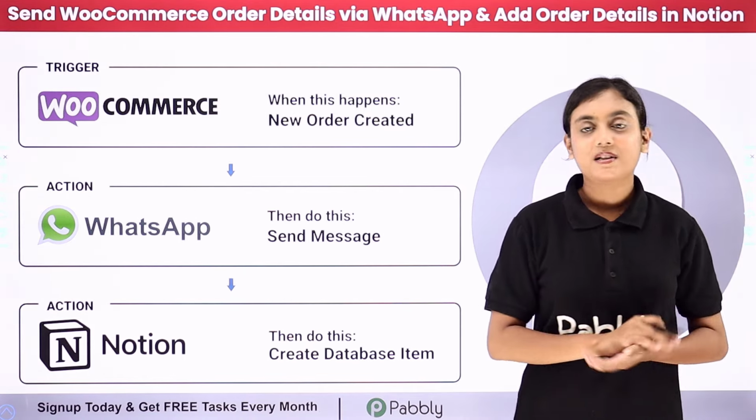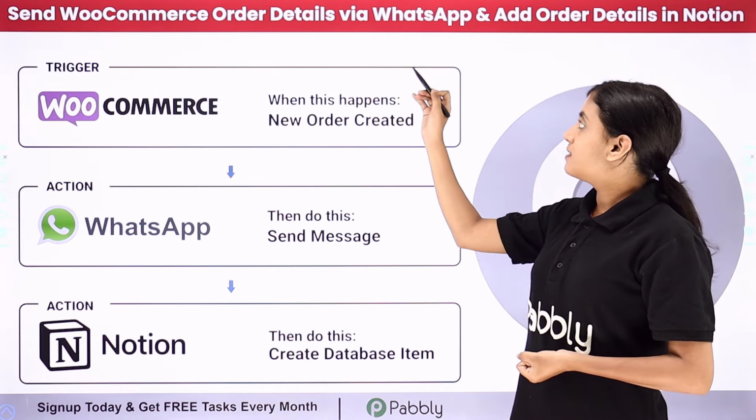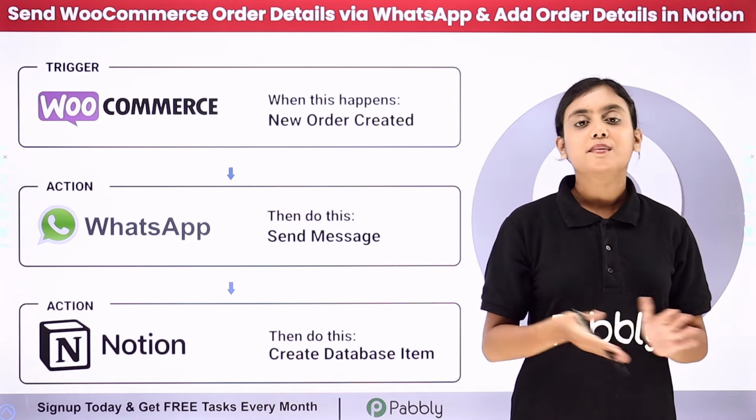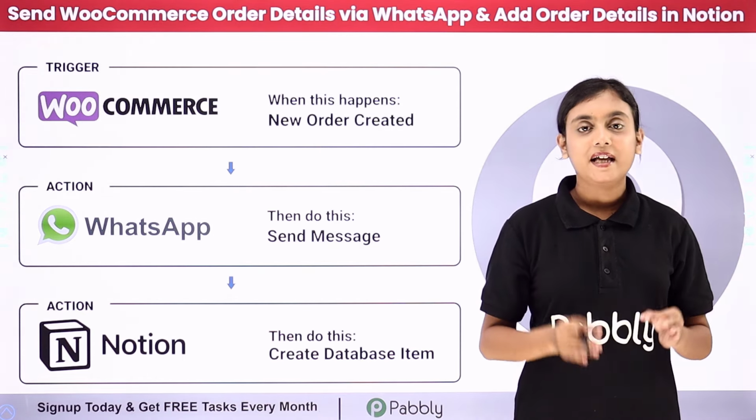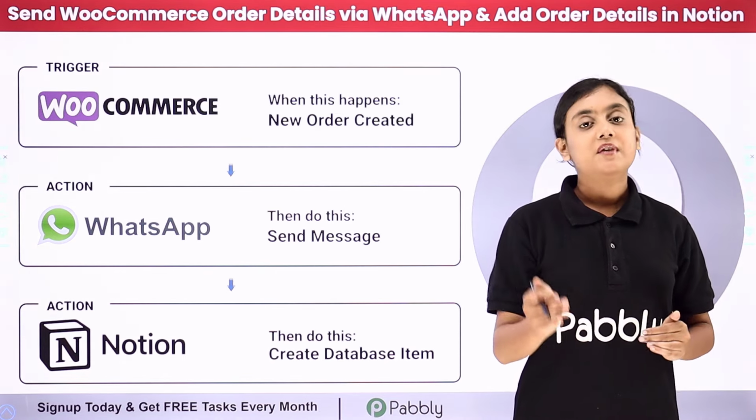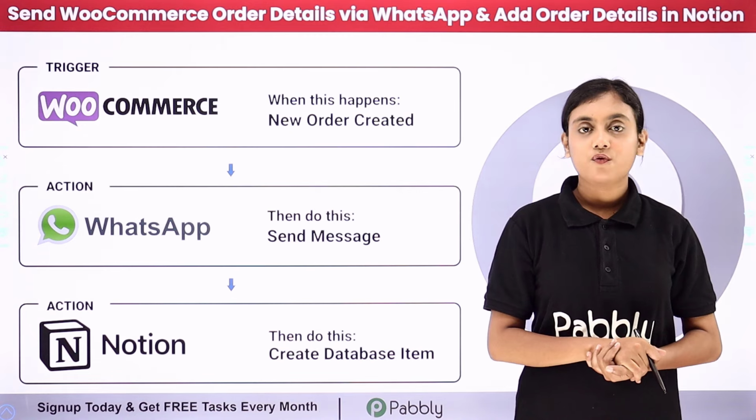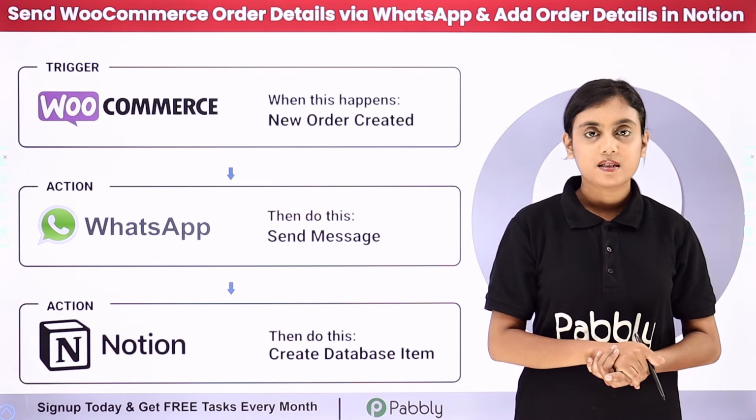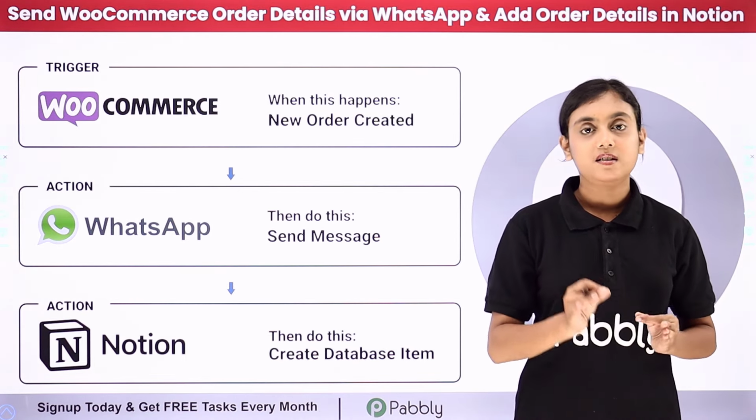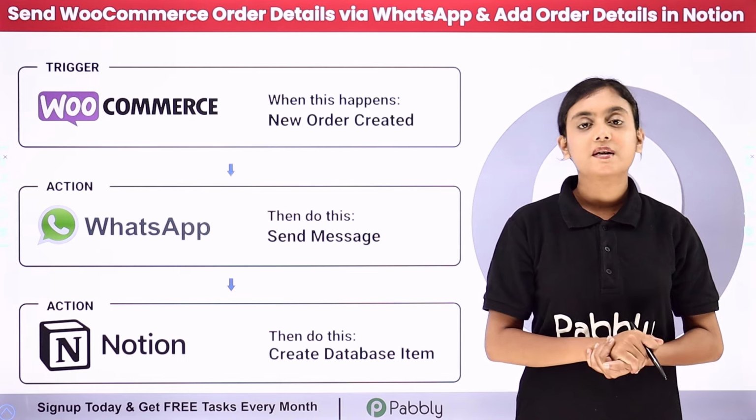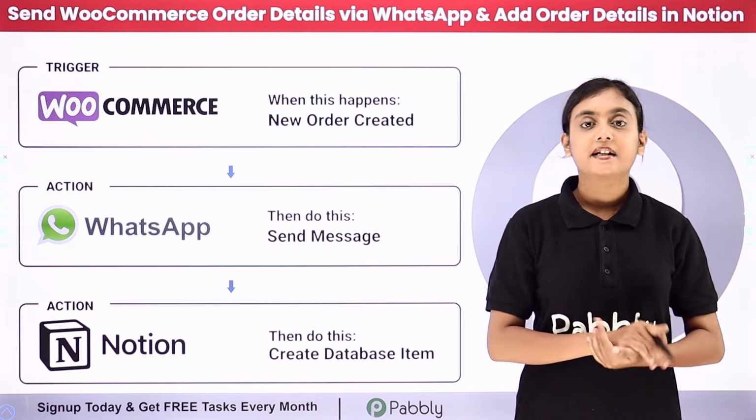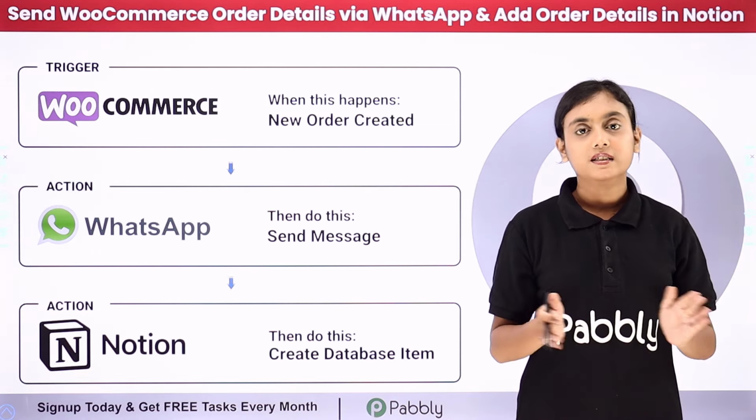In this video, we're going to learn how to send WooCommerce order details via WhatsApp and add order details in Notion. So I am an owner of an e-commerce store and I manage my business with the help of WooCommerce. I want that whenever an order is placed with the help of WooCommerce by any of my customers, firstly I want to send a WhatsApp message to my customer with the order details. And as then the WhatsApp message is forwarded, I want to create an item in the database that I've created in my Notion account of the order details.